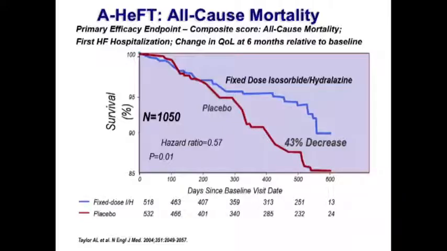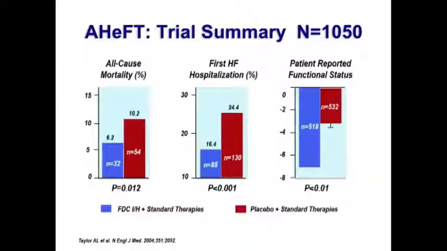Stopped short because the Data Monitoring Safety Board saw that those African Americans on active therapy, on top of that background of therapy, were dying less frequently. Not only that, but they had less hospitalization in the middle, and they had a better functional status by the quality of life function score that we use in heart failure. A triple win in this study.